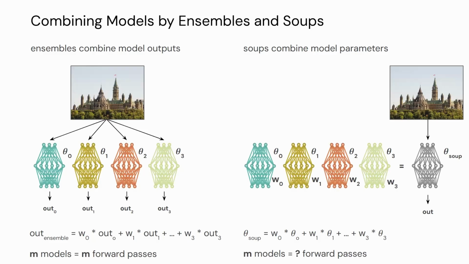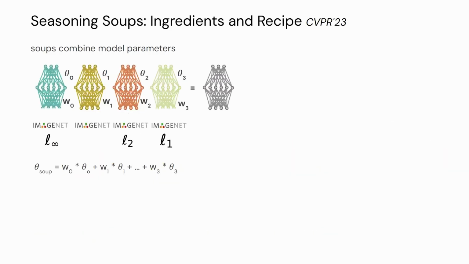Because we're always mixing down to a single model. This starts to sound attractive for test time, right? Because we can have multiple models, but do no more work for our inference. But the question is, where do these models come from? Where do our thetas come from? And how do we pick these weights W? And also, how could this work at all, you might ask. So let's get into it.